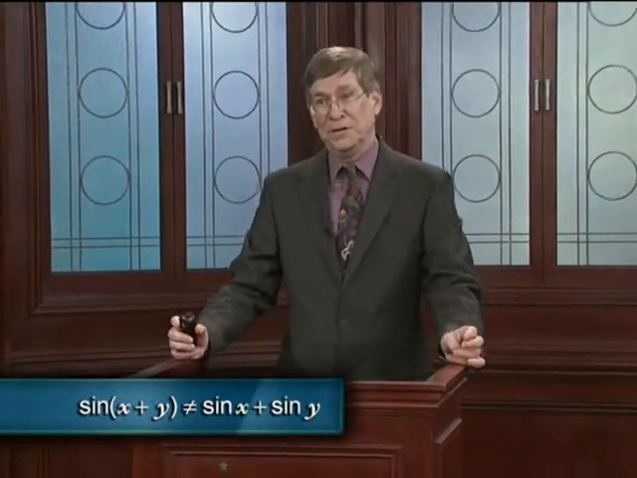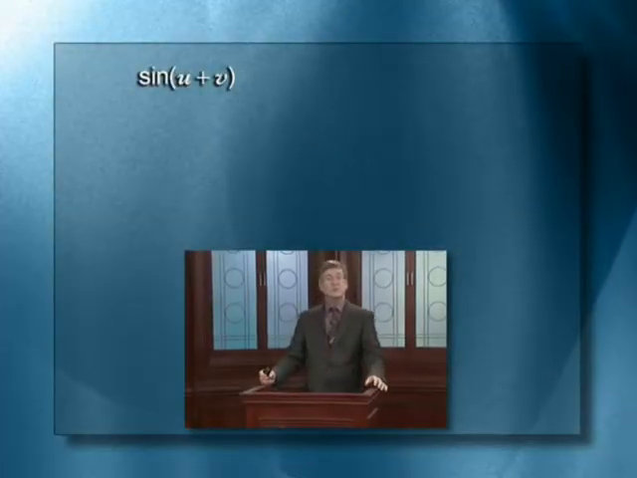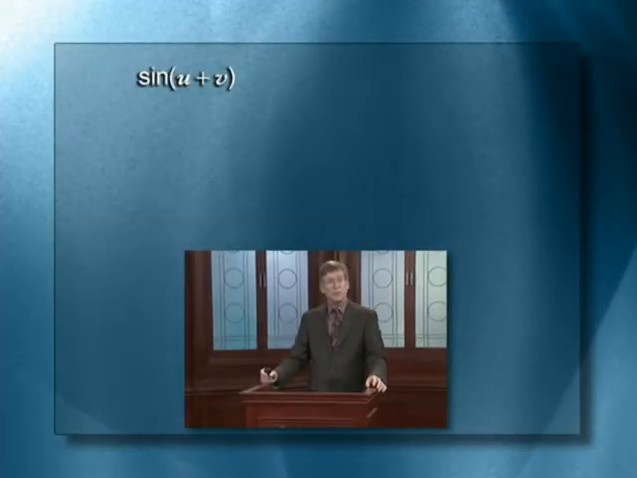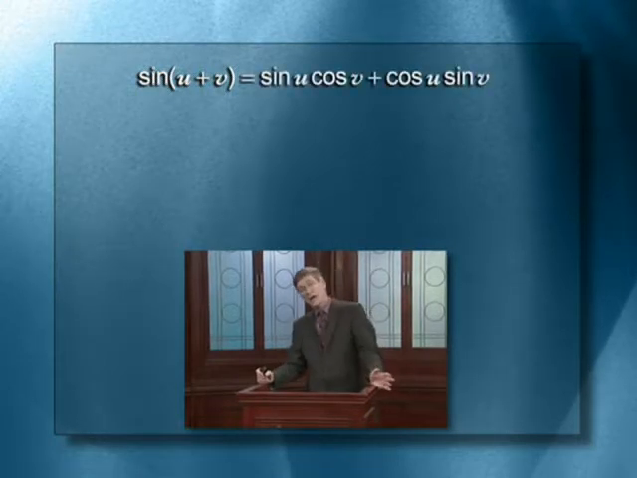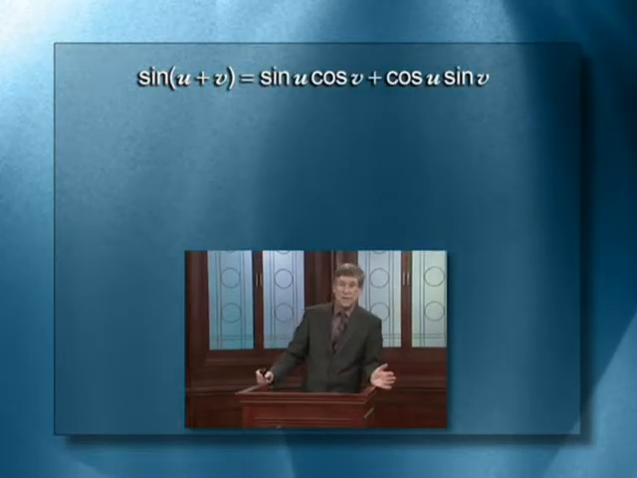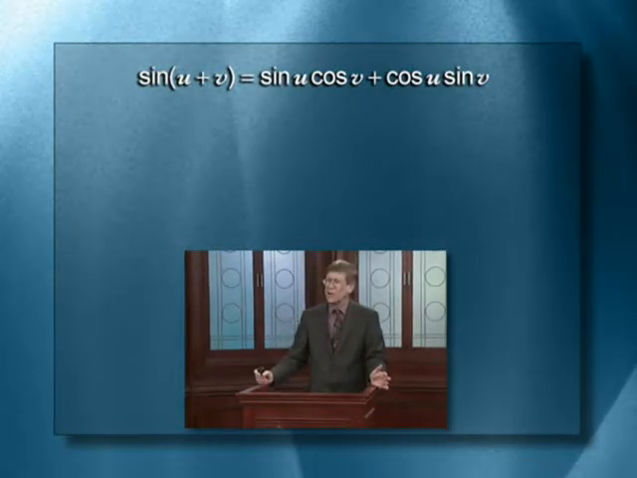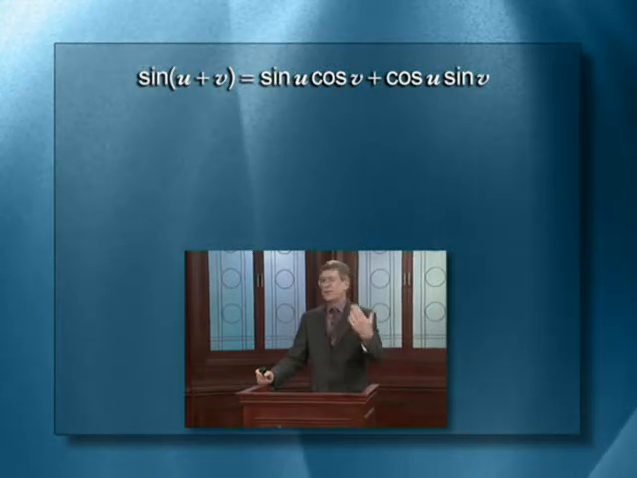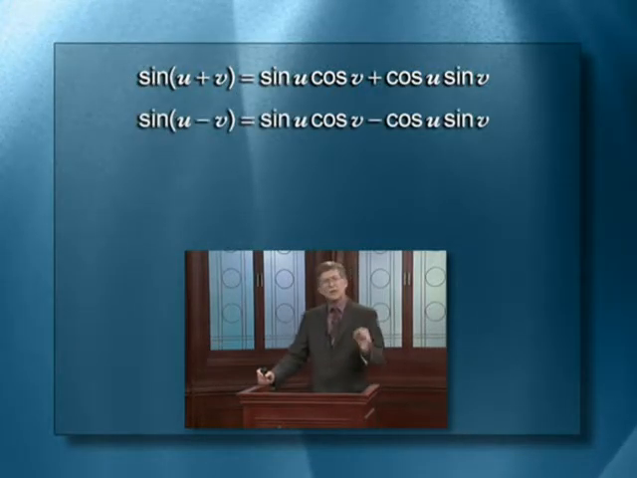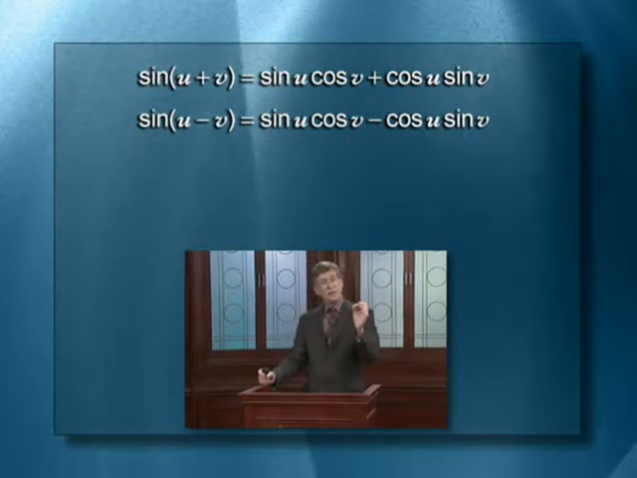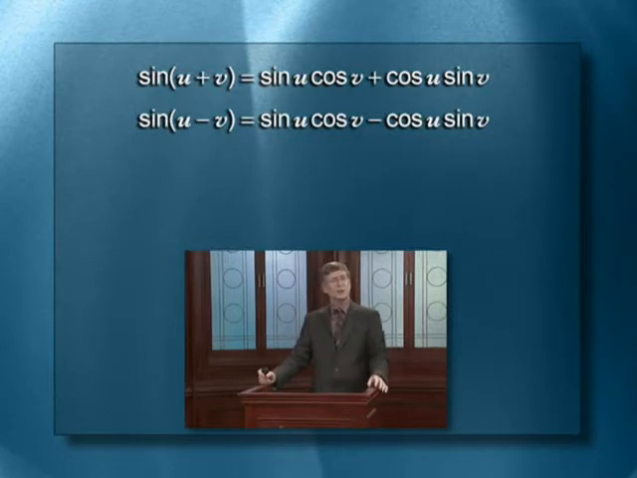Here are the correct formulas. The sine of u plus v, where u and v are arbitrary real numbers, equals the following. Sine of u times cosine v plus cosine u sine v. Fairly complicated. Trust me, though, I found over the years students have this formula memorized pretty quickly. Sine of a difference, sine of u minus v, is almost the same formula, but you change the plus to a minus. Sine u cosine v minus cosine u sine v.